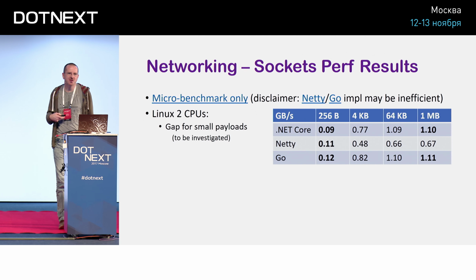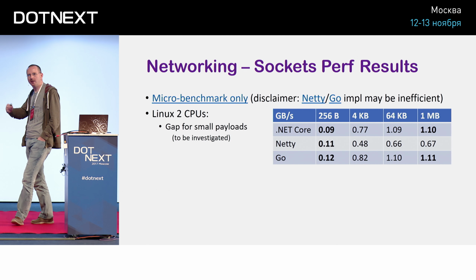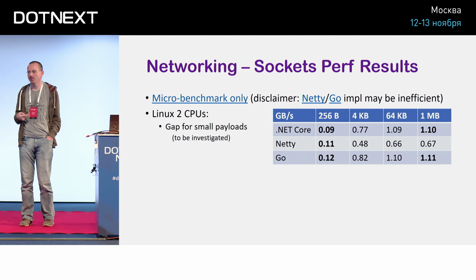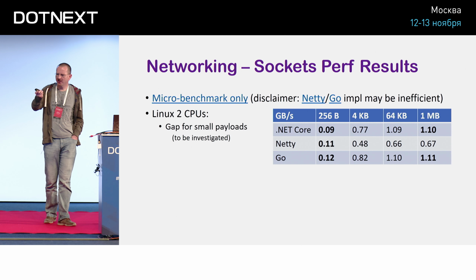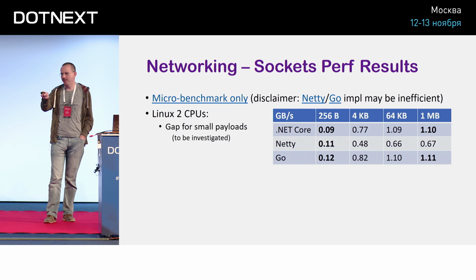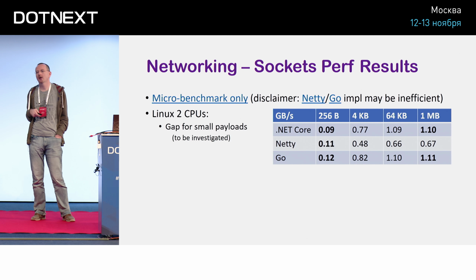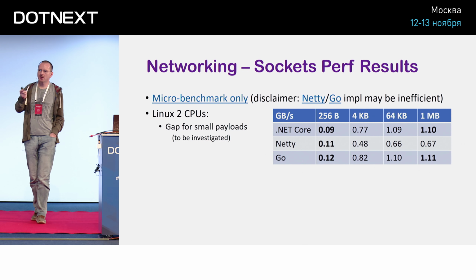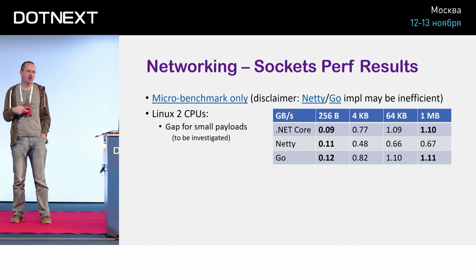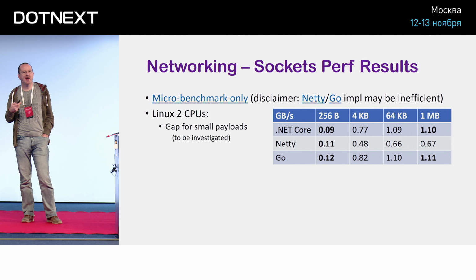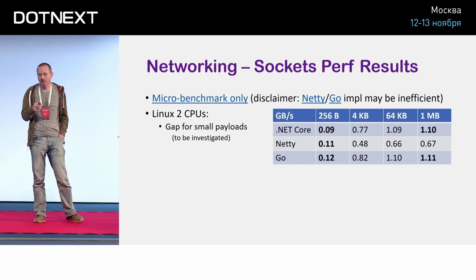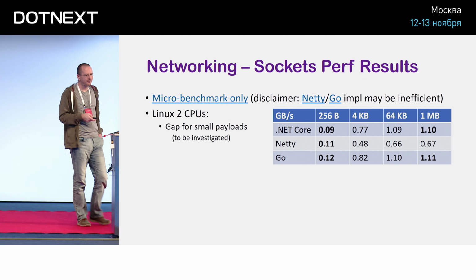It shows that .NET can go to places of really high performance on networking. Interestingly, you can notice there's a small gap between .NET Core and the other two frameworks on the smaller payloads, which means that we probably have higher overhead per request. So that's something that we're going to look into.